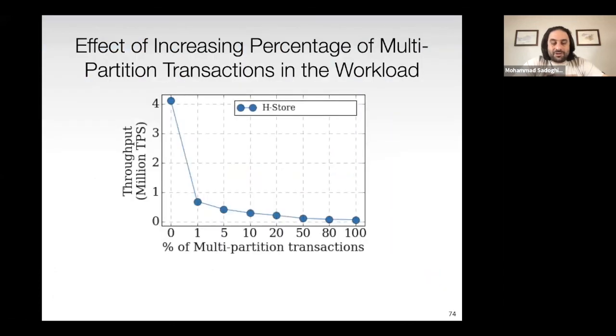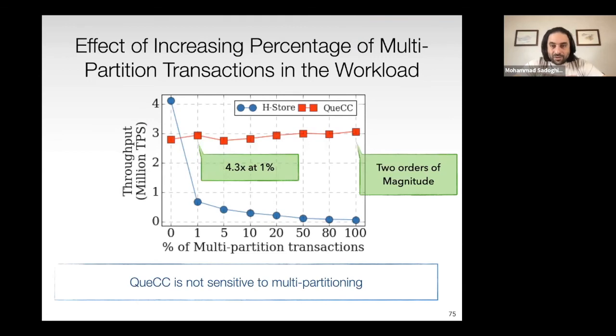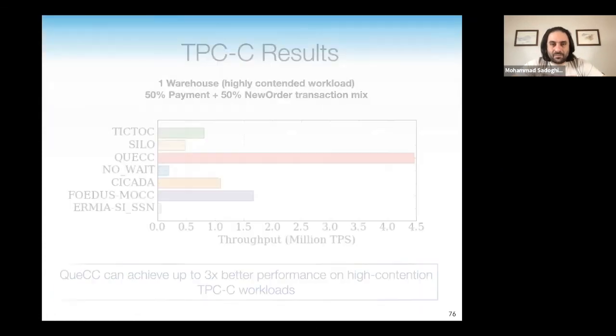Okay, so another experiment is the effect of increasing the multi-partition transactions. We looked at this with edge store: even with 1% multi-partition transactions, the performance goes down significantly. Of course, with the QCC, we don't have that assumption about multi-partition, so it has no effect. With zero multi-partition transactions, edge store of course does better. It's the best you can do, an upper bound. But as soon as you add multi-partition transactions, the gap could be orders of magnitude, which is significant. I'm going to skip that.